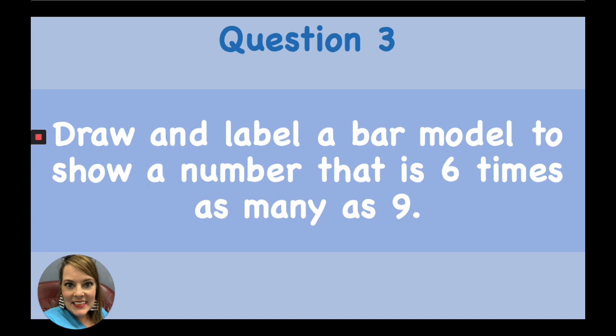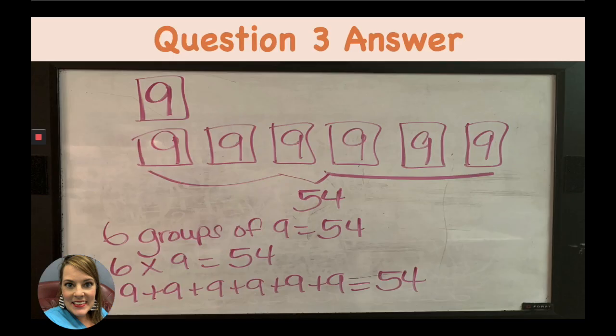Okay, let's look at my answer. Does your bar model look like mine? Did you draw 6 boxes and put the number 9 inside? Did you label the answer 54 like I did? 6 groups of 9 equals 54. What if I'd asked you to draw a bar model to show a number that is 9 times as many as 6? What would change? What would stay the same?